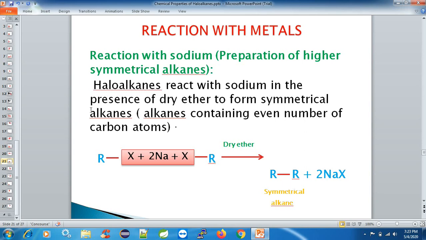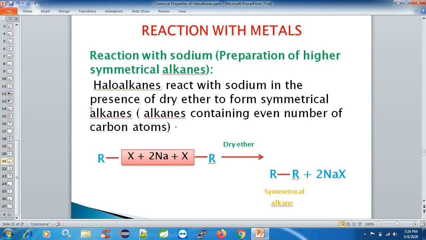So first one, reaction with sodium. Reaction with sodium metal, that is preparation of higher symmetrical alkanes from haloalkanes or alkyl halides. When haloalkanes react with sodium in presence of dry ether, symmetrical alkanes are formed. Symmetrical alkanes means alkanes containing an even number of carbon atoms.